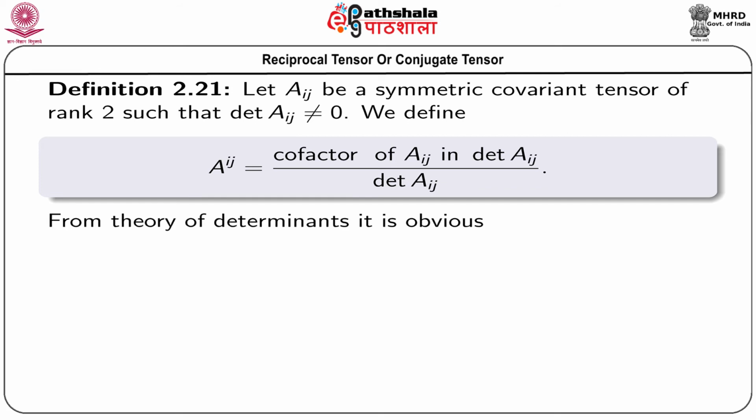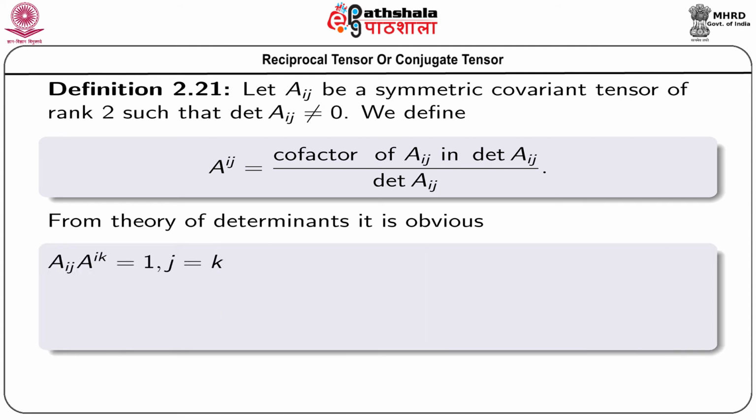Now, this also forms an n square matrix, that is a square matrix, and from the theory of determinants it is obvious that A_ij A^ik equals 1 for j equals k and equals 0 for j not equal to k, because A^ij are the cofactors of A_ij in the determinant of A_ij divided by the determinant of A_ij. So, multiplying the cofactors with the elements and summing, we get 1 for j equal to k, and for j not equal to k we get 0. That is A_ij A^ik equals delta_j^k.